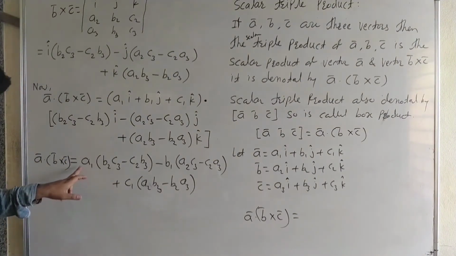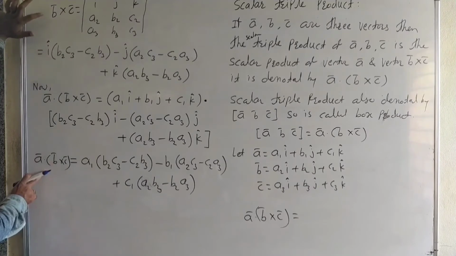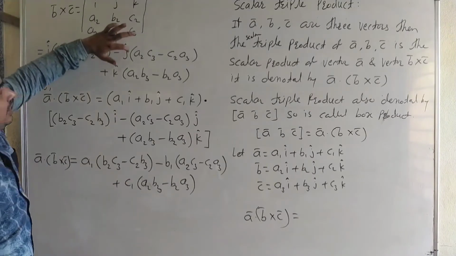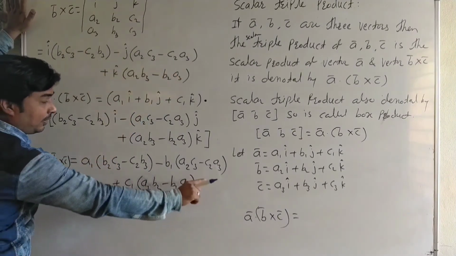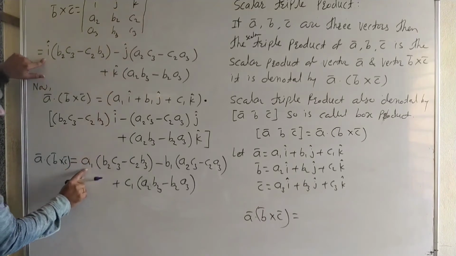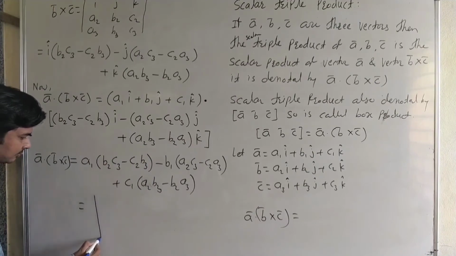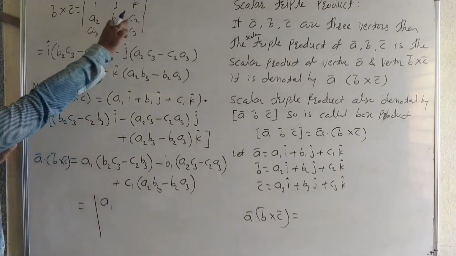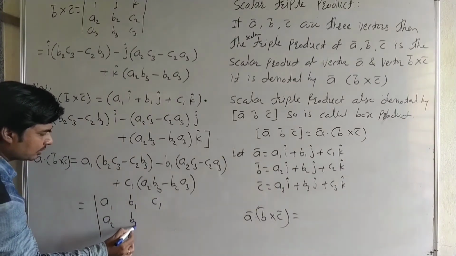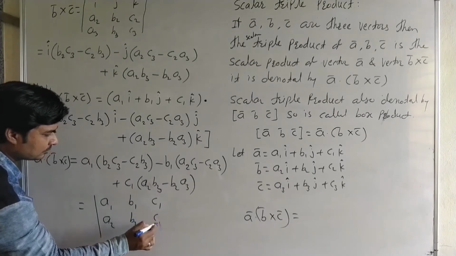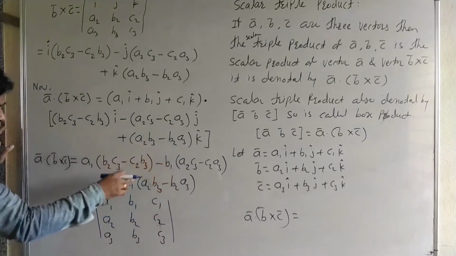And now here compare these two. Here in this equation and B bar cross C bar, only replace I, J and K by A1, B1 and C1. See carefully, compare these two. Only replace I, J and K by A1, B1 and C1. That means it is a determinant of A1, B1 and C1, A2, B2 and C2, A3, B3 and C3. Now it is a determinant.